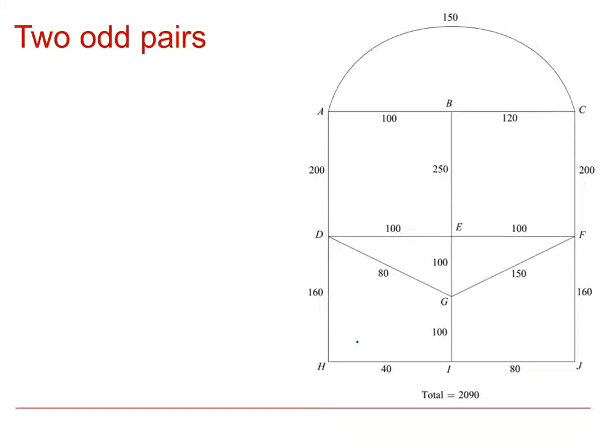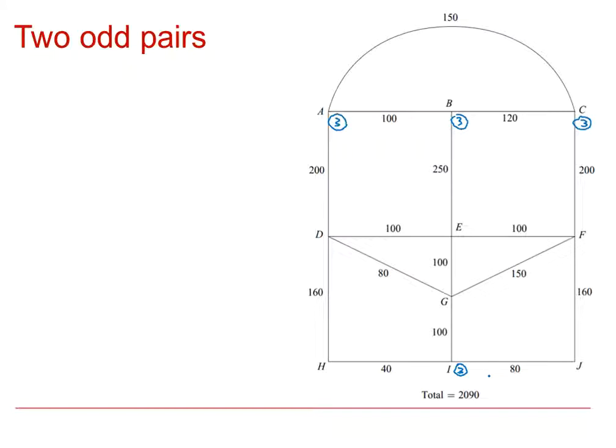What about if we have two pairs of odd nodes? So in this slightly more complicated network, I'm going to go through looking for the odd nodes. A is odd, B is odd, C is odd, and I is odd. All the other nodes are even. You will always have an even number of odd nodes. So we've got 4 odd nodes.